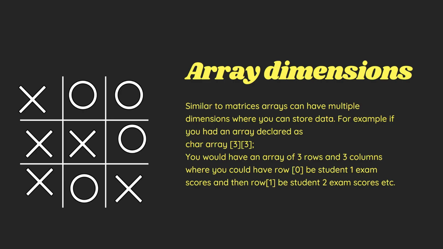So, an array's dimensions. Similar to matrices, arrays can have multiple dimensions where you can store data. For example, if you had an array declared as a character array[3][3], you would have an array of 3 rows and 3 columns where you can have row 0 be student 1 exam scores, and then row 1 be student 2 exam scores, and so on.